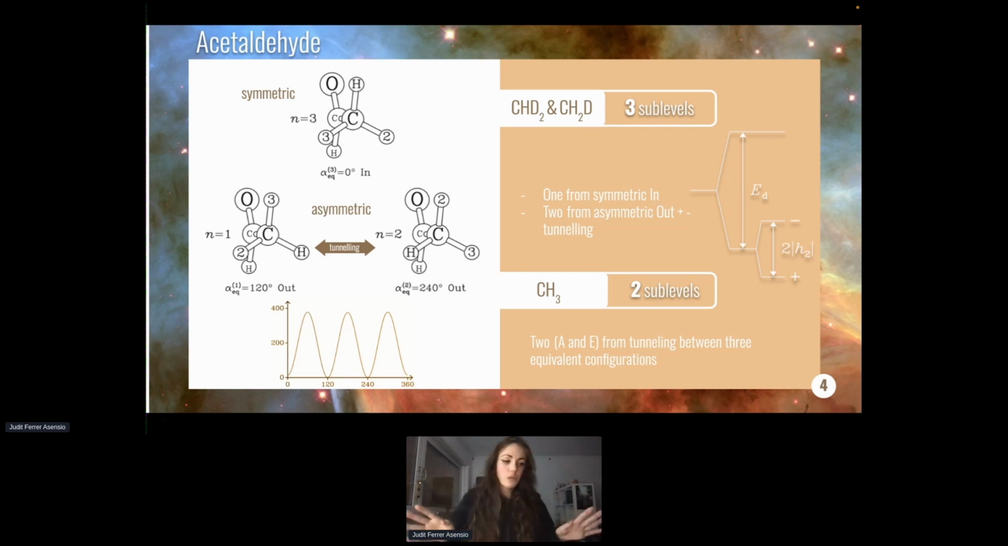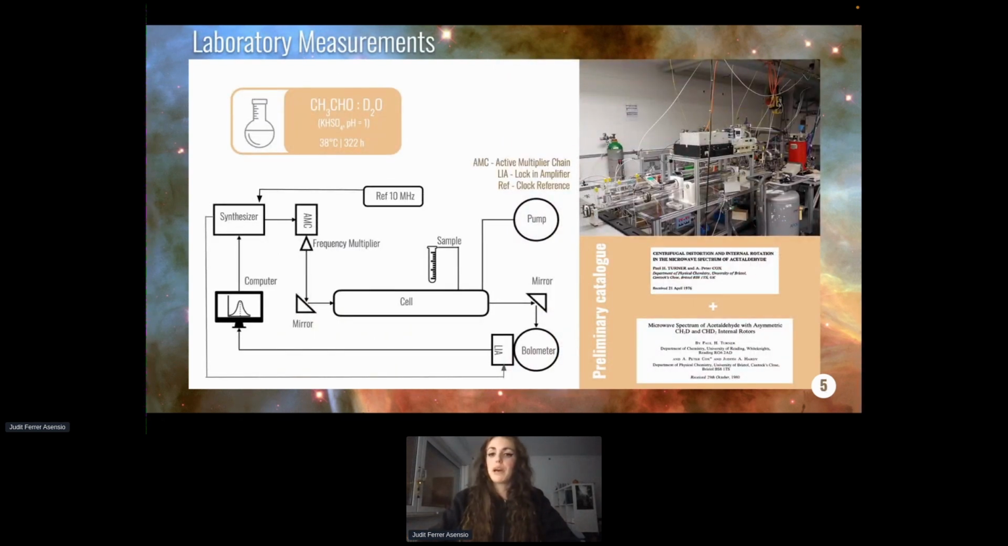But now that we have the idea of the spectra, let's go to the lab. So in the lab, first we started by producing the sample. We took main isotopolog acetaldehyde and mixed it with heavy water in an acidic medium at 38 degrees for approximately 2 weeks. When we had the sample, we measured the spectra with a frequency modulation absorption experiment. You can see the experiment in this picture on the top right of the slide.